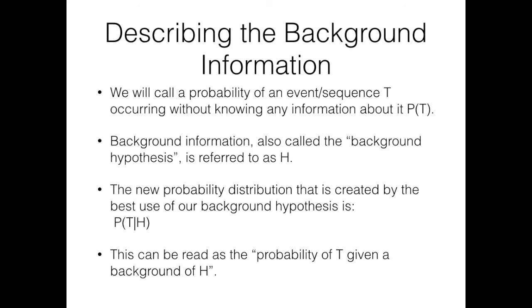So now we need to find a way to describe the background information. We'll call the probability of an event or sequence T occurring without knowing any information about it the probability of T. The background information will be known as the background hypothesis, or H. So the new probability distribution that is created by the best use of our background hypothesis is known as the probability of T given a background of H.